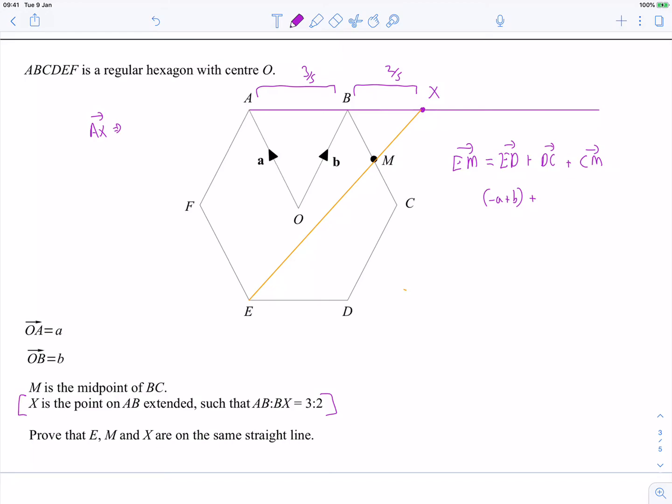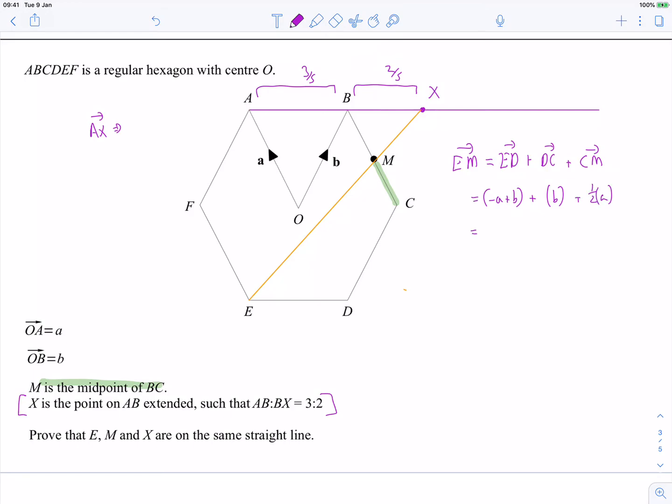D to C, well, this is the same length and parallel to this thing, so that's just going to be plus B. And then finally, C to M, because it's the midpoint of BC, it's just going to be half of this parallel line here, because C to B is the same length as O to A, because they're hexagons. So this is going to be just plus a half of A.